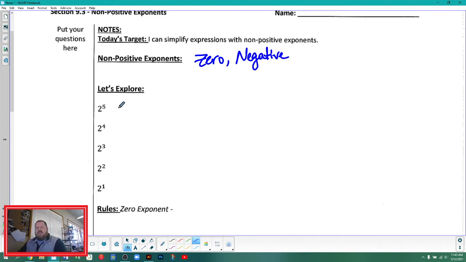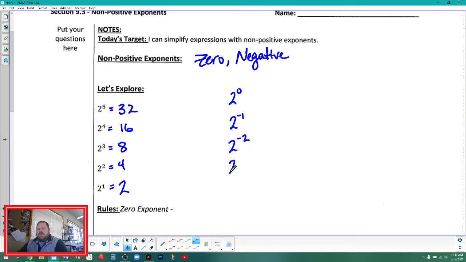So when we want to look at this, if I actually calculate these out and figure out what these are, 2 to the 5th is 4 times 4 times 2 is 32. 2 to the 4th is 16. 2 to the 3rd is 8. 2 squared is 4, and 2 to the 1st is 2. So if we continue that list in that negative direction, what do you think we're going to get?